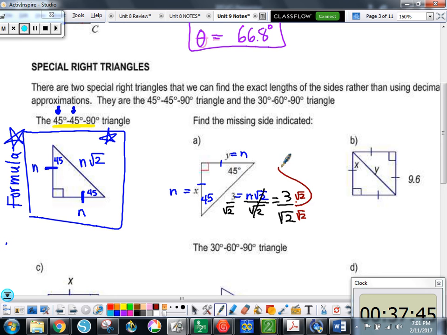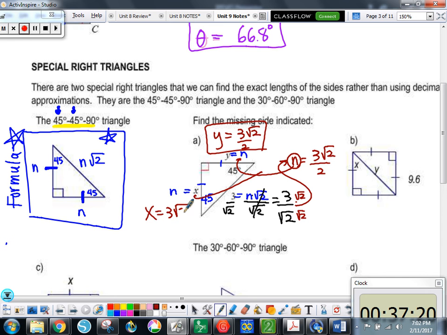So, we come up here, n equals 3 square root 2 over 2. Now this is not my answer because my answers are x's and y's, but it helps get me my answer. I can use this n and make a substitute right here. So y equals 3 square root 2 over 2. And make a substitution right here. So x equals 3 square root 2 over 2.